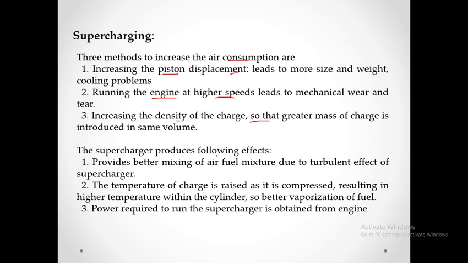And there are also some effects of using the supercharger. It provides better mixing of the air fuel mixture due to the turbulent effect, so there will be a good air fuel mixture. Then the temperature of the charge will be raised as it is compressed, therefore resulting in higher temperature within the cylinder.